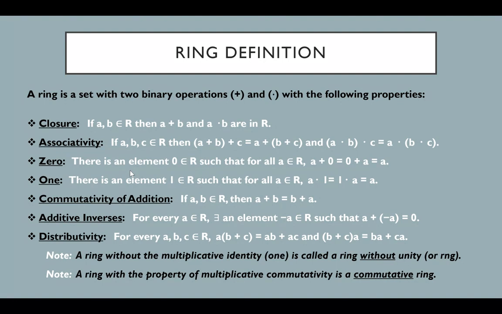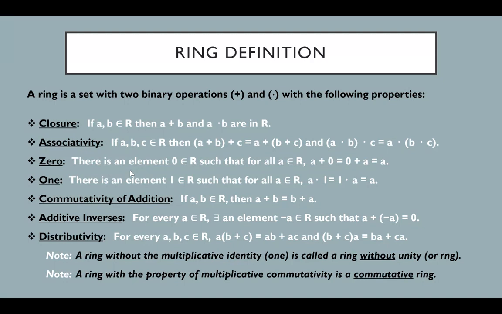We have commutativity of addition. However, commutativity of multiplication is not a requirement for a ring. We have additive inverses, not necessarily multiplicative inverses. And we have right and left distributive law.